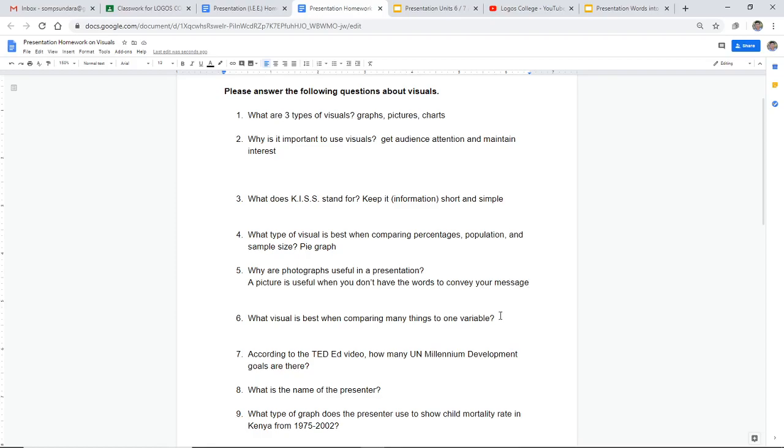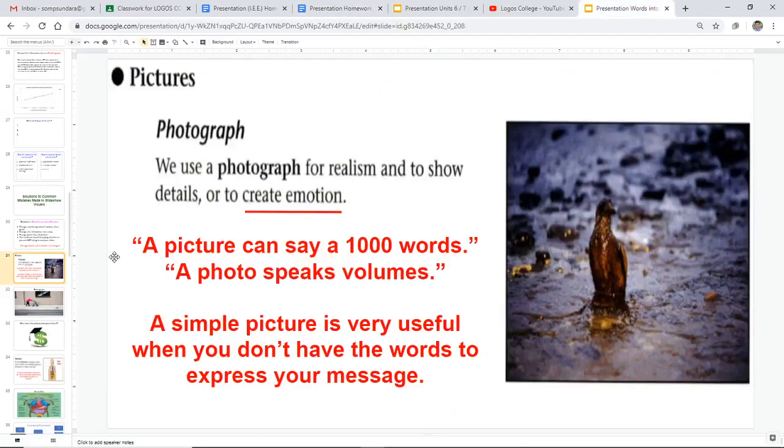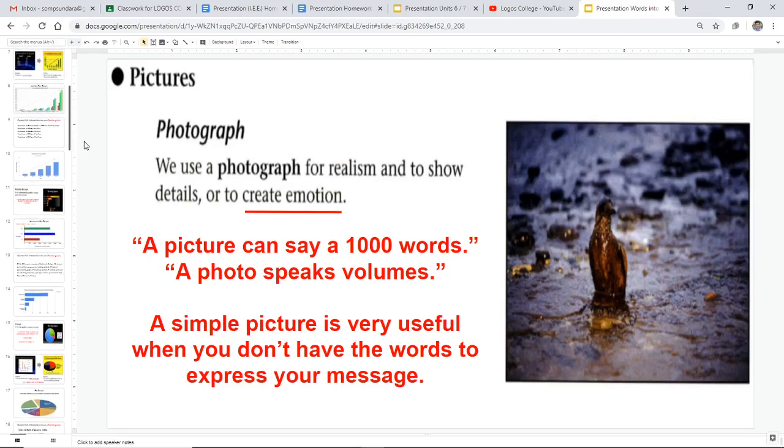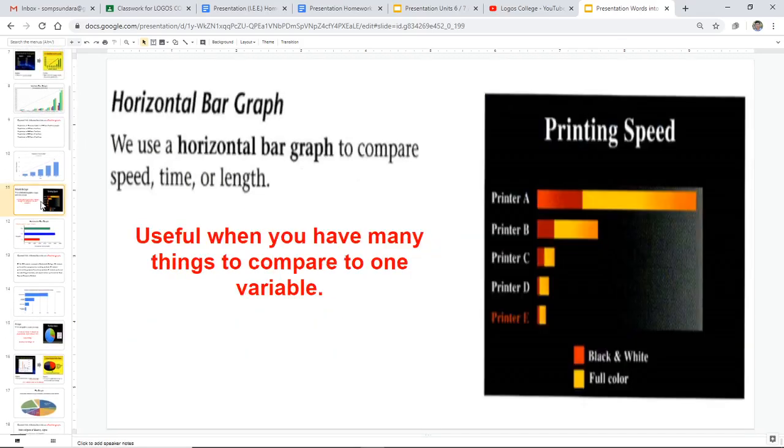All right, number 6. What visual is best when comparing many ideas to one variable? Okay, again, to answer this one, the correct answer, you had to watch the video lesson, right? And here it is, the horizontal bar graph. We use a horizontal bar graph to compare speed, time, or length. Useful when you have many things to compare to one variable.